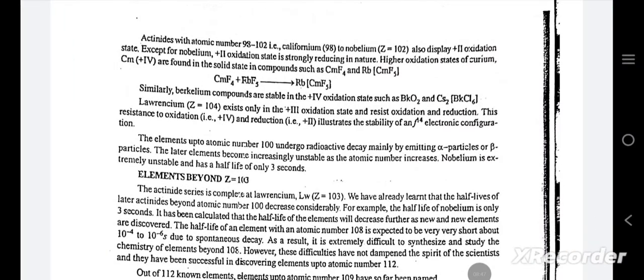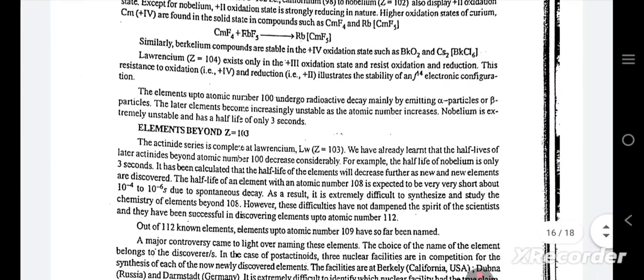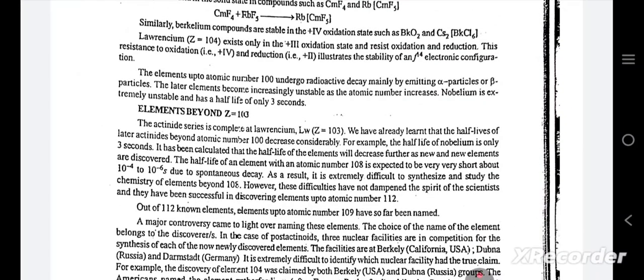Actinides with atomic number 93 to 102, californium to nobelium, also display +2 oxidation state except for nobelium. +2 oxidation state is strongly reducing in nature. Higher oxidation states of curium are found in the solid state in compounds such as CmF4 and RbCmF5. Similarly, berkelium compounds are stable in the +4 oxidation state, such as BkO2 and Cs2.